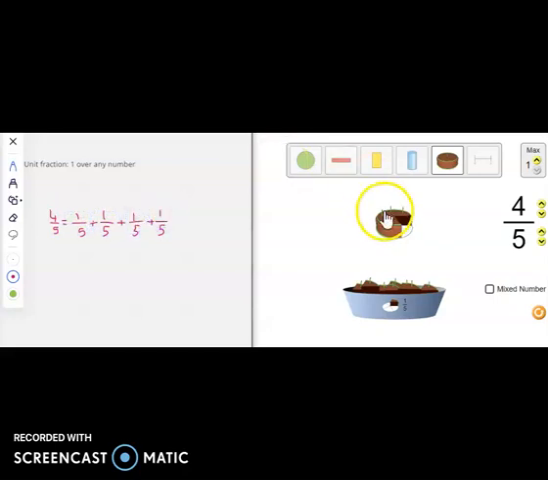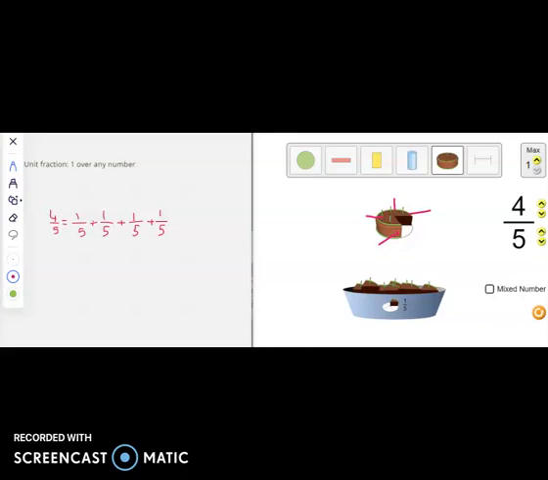Let's count them on the drawing itself. One part is 1 over 5 and the second 1 over 5 and third 1 over 5 and 1 over 5. Then 4 over 5 is represented as 1 over 5 plus 1 over 5 plus 1 over 5 plus 1 over 5, meaning 4 equal parts as unit fractions.